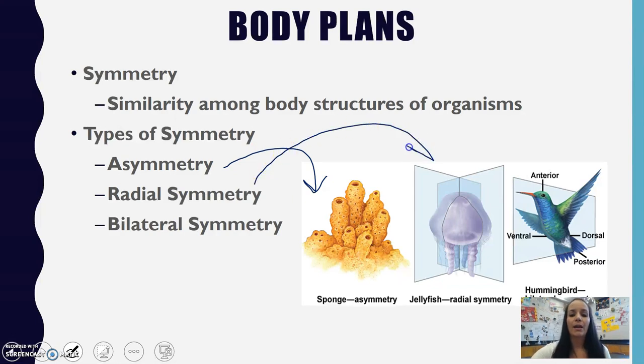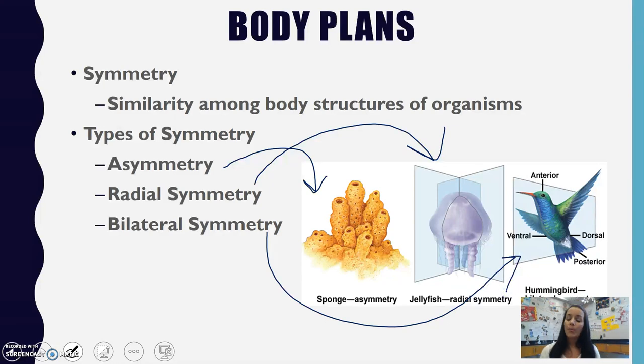Then we have radial symmetry, which is like a jellyfish or a sea anemone. You can cut it in any direction and it's going to be equal on both sides. And then lastly, we have bilateral symmetry, like the hummingbird, like us, like many other organisms that you can only divide right down the middle and you get two mostly equal halves. That would be bilateral symmetry.